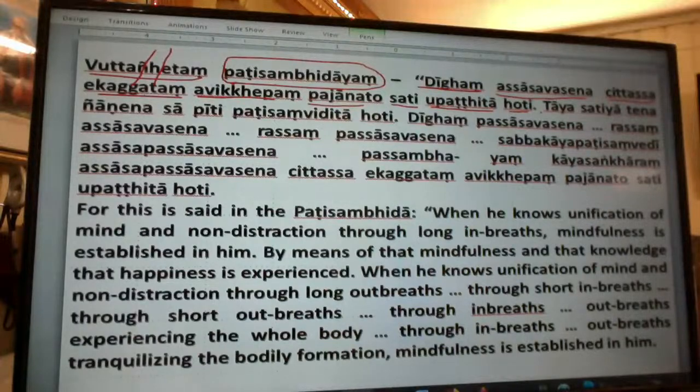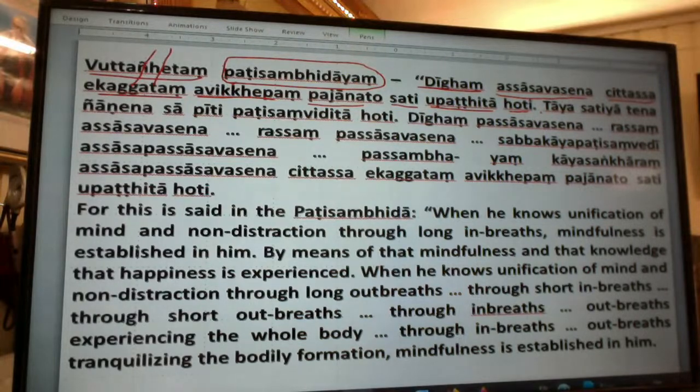Rasan asasa wasina chidasa ekagadam awikebam bhajana do sadi ubatita hodi. Daya sadiya tena jnanena sapidi padisamvidita hodi. Like this. Very similar. That's why in Pali, it is not completely mentioned. The dot meaning is you need to make that sentence again and again.